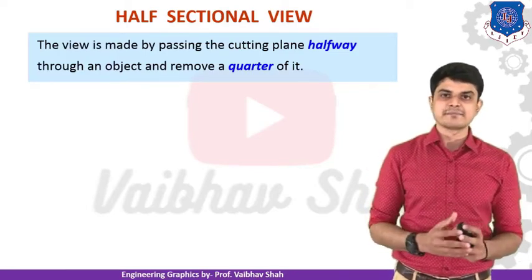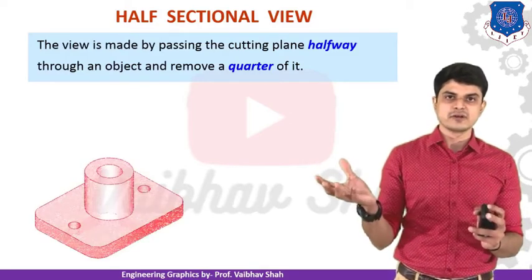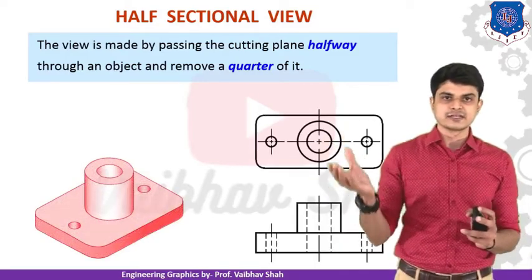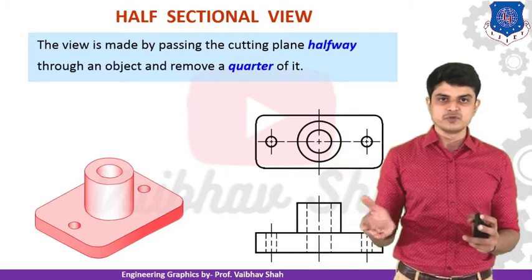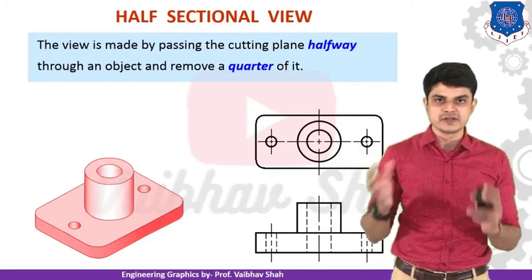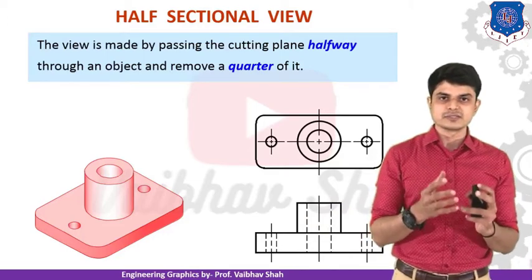So let us understand by one of the objects. We are having one object. This is our object. Let us take two views. This is the top view and this is the front view of the object. In the front view you can see there are a number of hidden lines. Now let us try to cut this object like this.